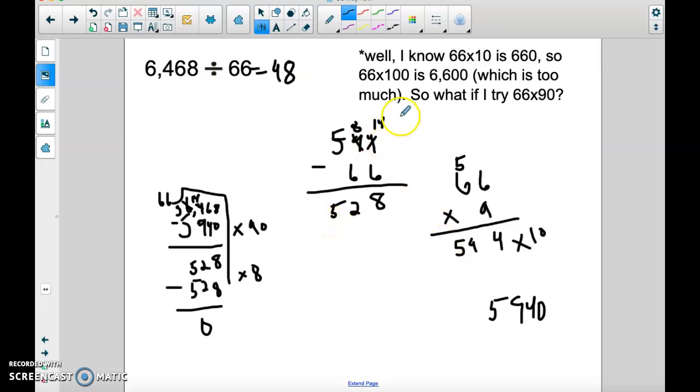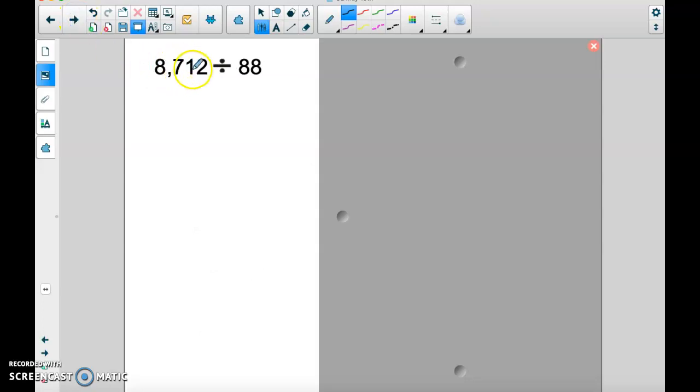Okay? So that was a big problem. Hopefully you were able to do it somewhat efficiently. Maybe not quite this efficient, but hopefully seeing my thought process helped you out. And this next problem, you can try to be a little more efficient. So I want you to try this one now. 8,712 divided by 88. Try to go through that same thought process we just had, and see if that'll help you out. Hit the pause button, solve it, try to be efficient, and then come back to it.